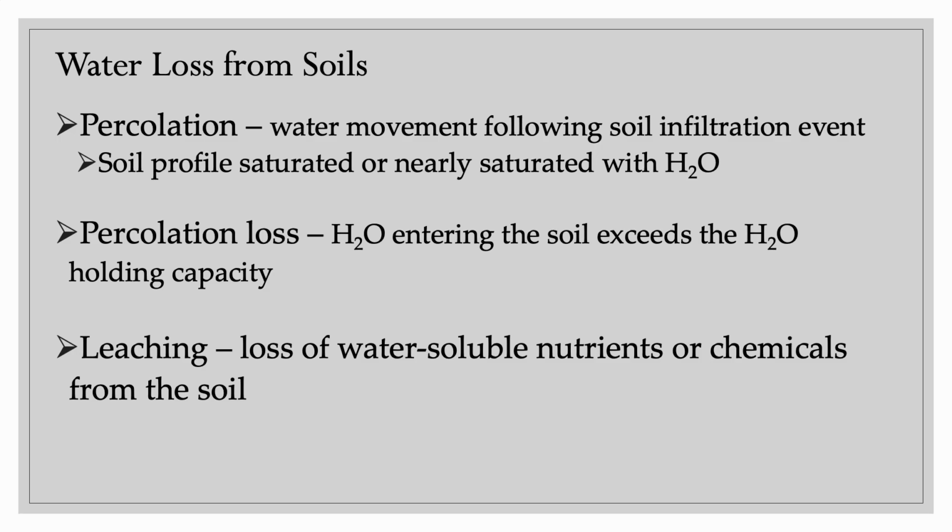And leaching is when we have that loss of those nutrients or chemicals from the soil. So percolation loss is just water movement through the soil. That leaching loss is when we also bring the nutrients with it. So we can have water loss from the soil to both the atmosphere and also through the soil profile. Now, if we don't get enough water into the soil, then we won't have as much percolation loss. So we don't have as much percolation loss in the summertime as we do in the wintertime.